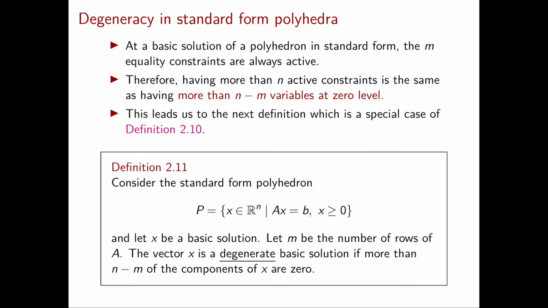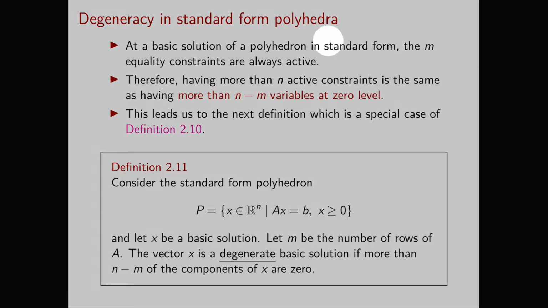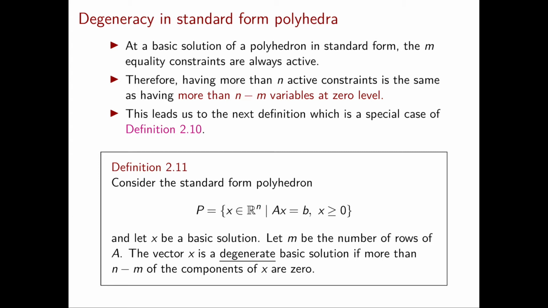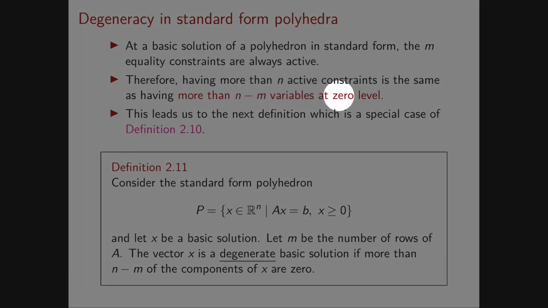Similarly to what we did for basic solutions, I want to obtain an equivalent definition of degeneracy for standard form polyhedra. What we have to do is specialize the definition of degeneracy in general form polyhedra to polyhedra in standard form. In a polyhedron in standard form, all the equality constraints are active at every basic solution, and we have exactly m such equality constraints. In a standard form polyhedron, all the other constraints are non-negativity inequalities. From the definition of degeneracy, for a basic solution to be degenerate, we need to have more than n active constraints, which then means that we need to have more than n minus m variables at 0 level.